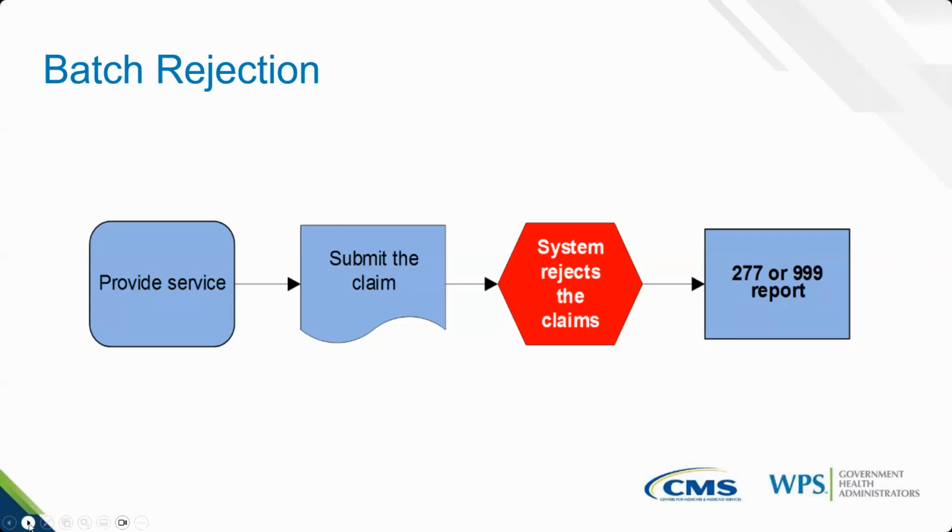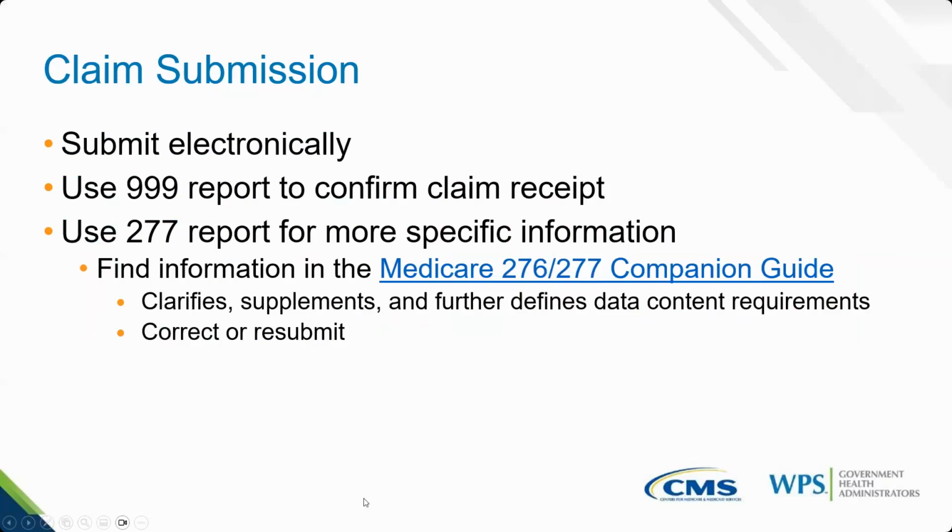This slide describes that claim submission. Most providers submit claims electronically. There are very few providers who qualify for a waiver under a law that prohibits payment of any services or supplies when the provider didn't submit an electronic claim to Medicare. Now, to confirm claim receipt, providers should use the 999 report. Providers would use the 277 report that's generated. It offers more specific information.